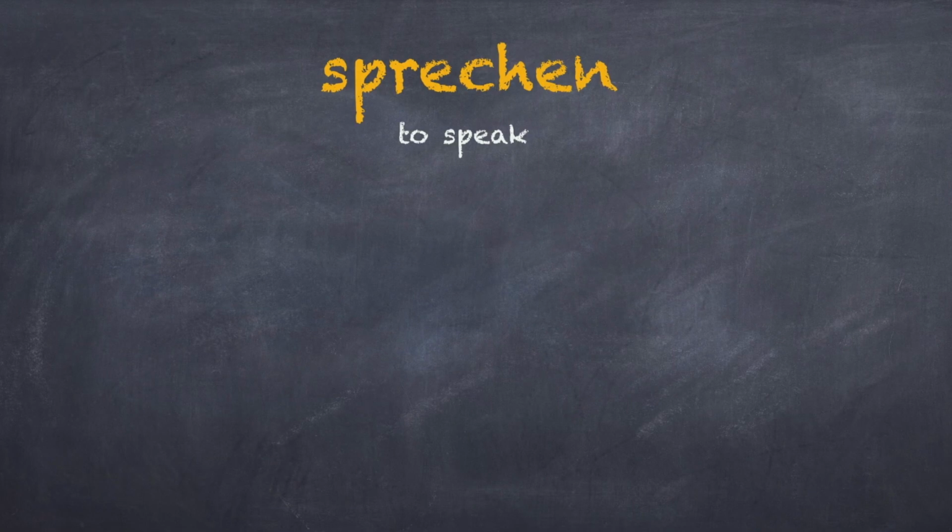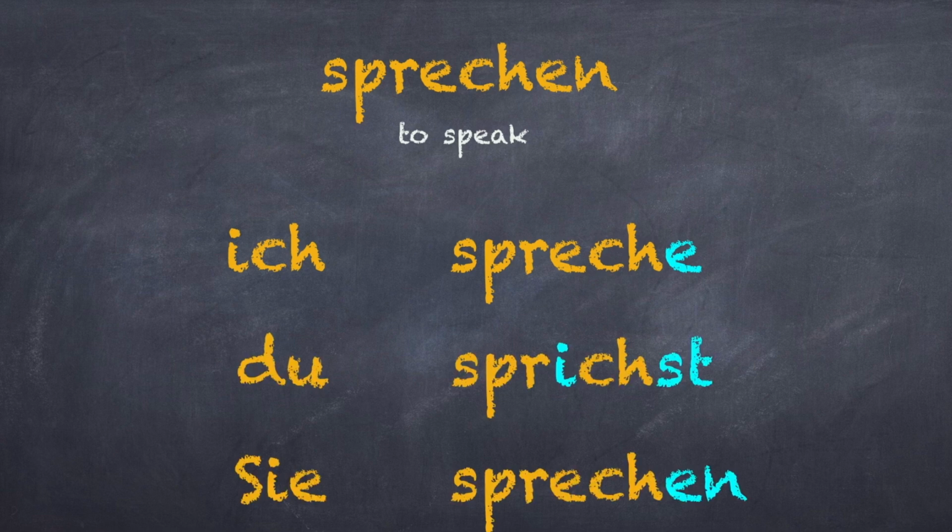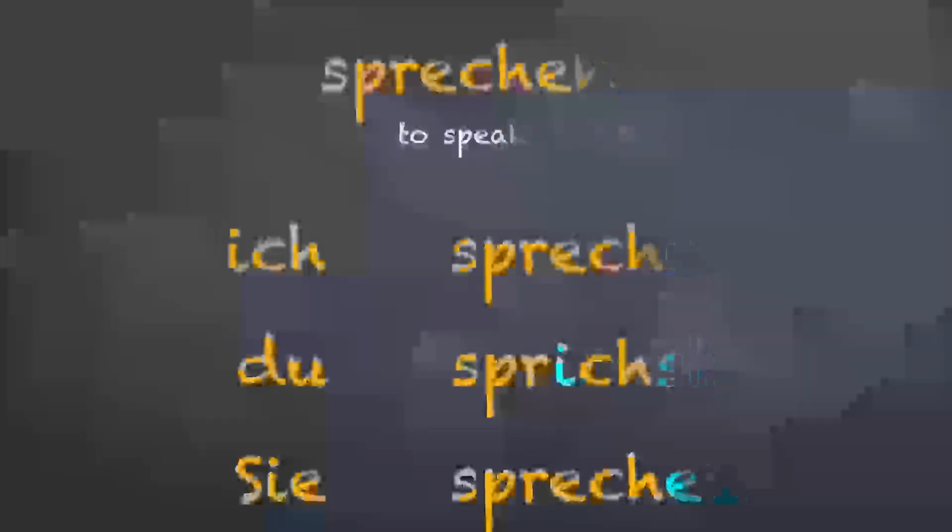Coming to the next verb. Sprechen. This is the infinitive form, and here's the conjugation. Ich spreche, du sprichst, sie sprechen. Here you must have noticed the conjugation with du, that we do not only have an ending of st, but also e changes to i. This is because sprechen is an irregular verb. We will be dealing with irregular verbs in a separate video.